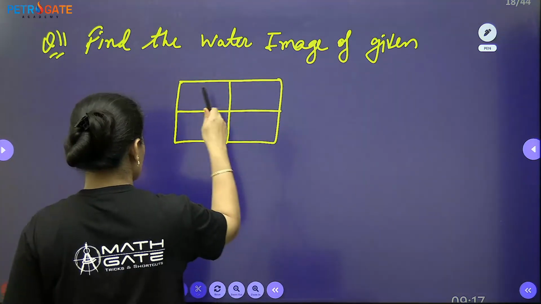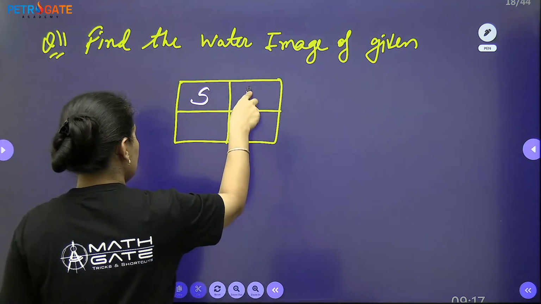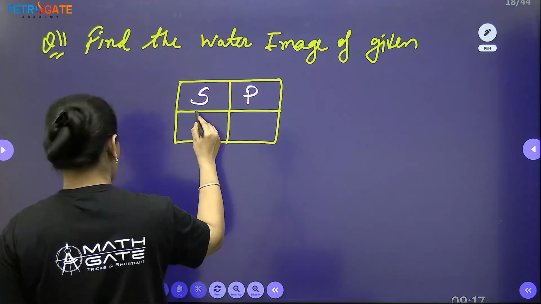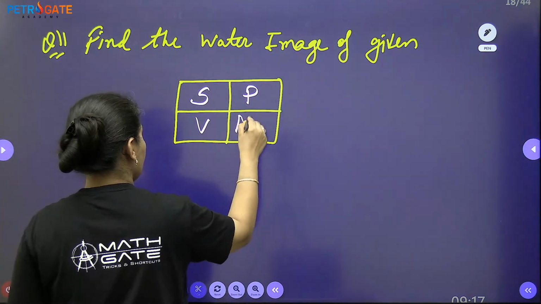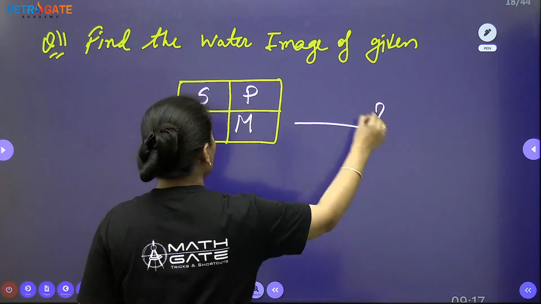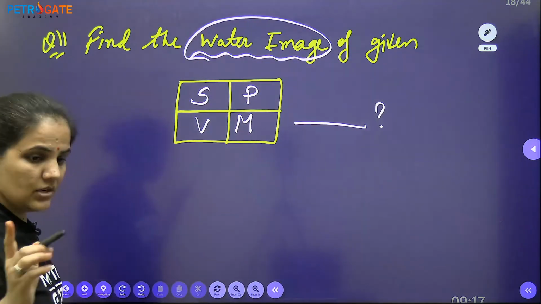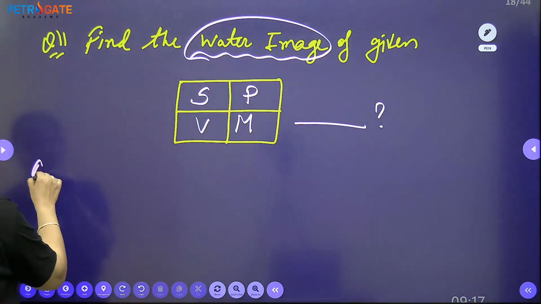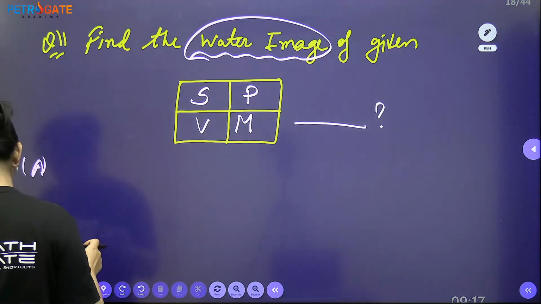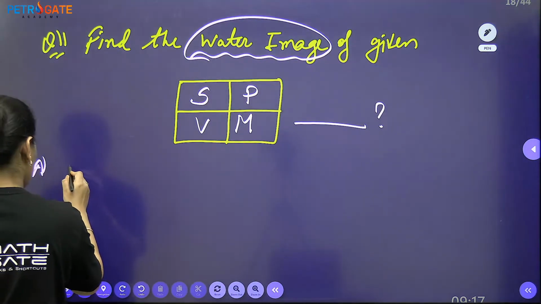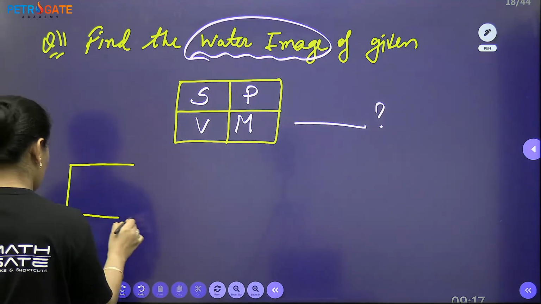It's written like this. S P V M. Okay, we have to go for the water image, my dear students. We have to go for the water image. Let me write down the options. Yes, we have 4 options for this one, so definitely we should have 4 options only.